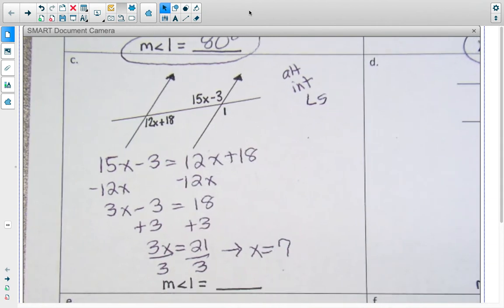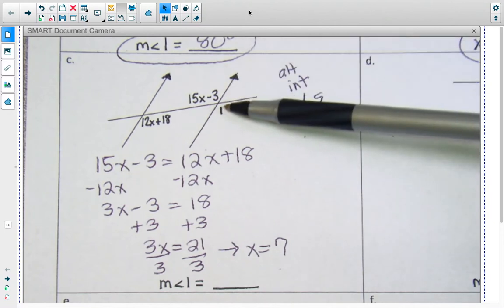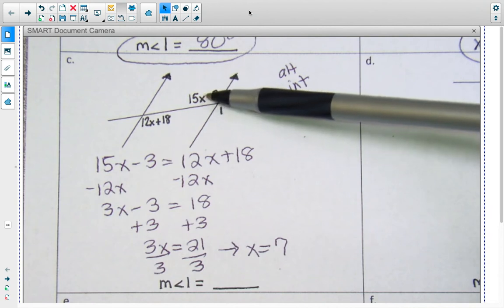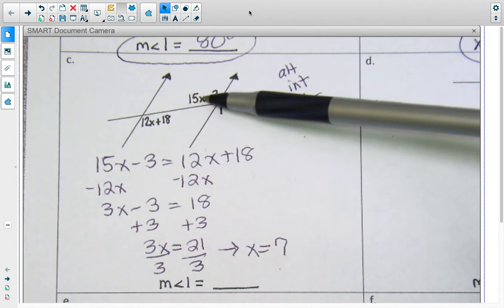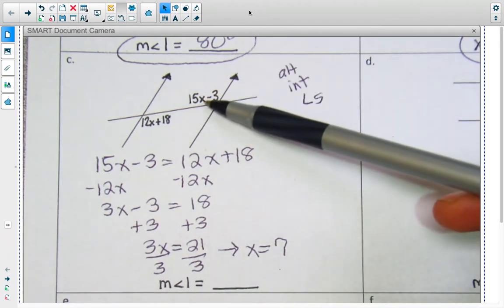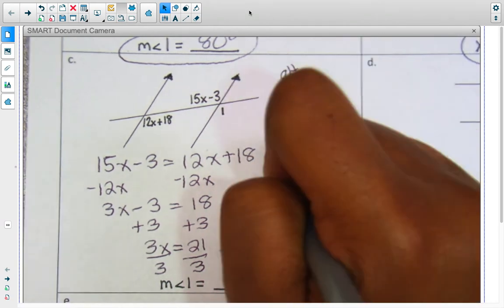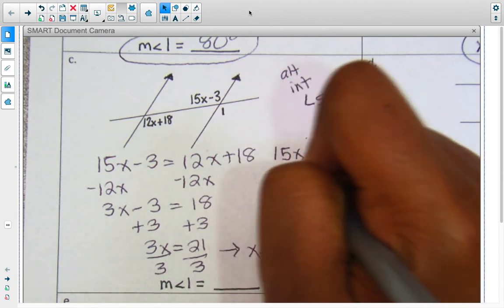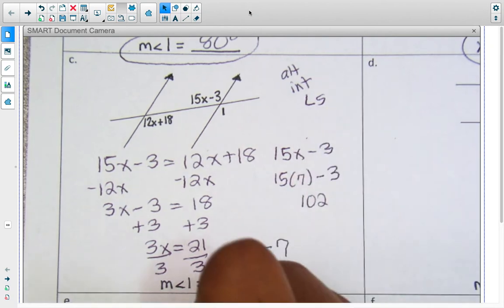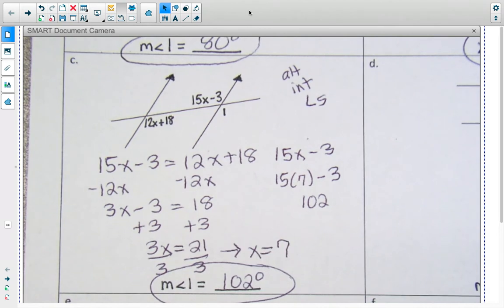Now, that's not my answer yet. That's just us solving to figure out what x is equal to. Since I'm looking for the measure of angle 1, I need to take the 7 and substitute it in for this x here. Because if I can figure out what this angle here is, then I know that these two are vertical angles. So I'm going to take 7 and make a substitution into this expression. So that's going to give me 15x minus 3. I'm going to plug in 7. And mental math or use your calculator, we get 102. So the measure of angle 1 is 102 degrees.